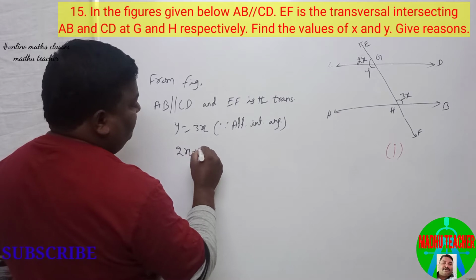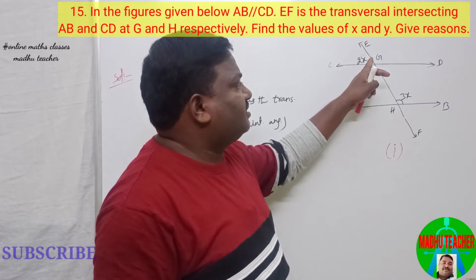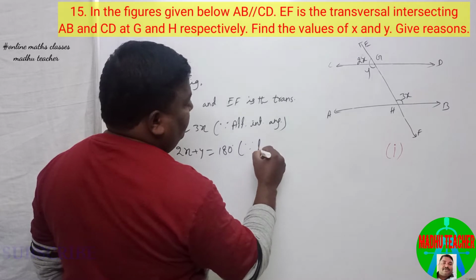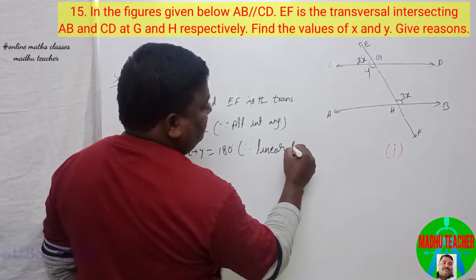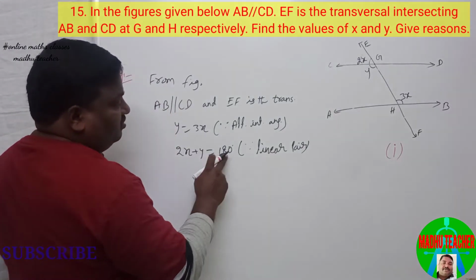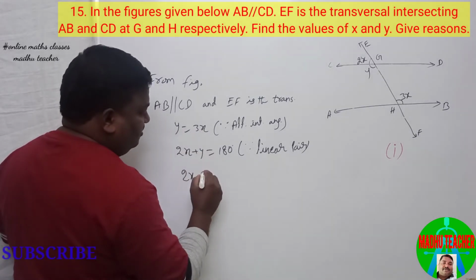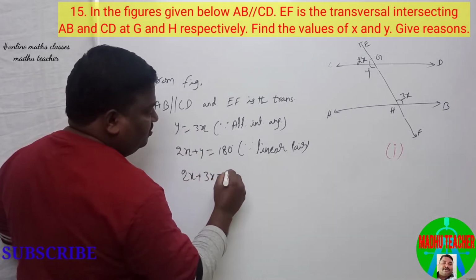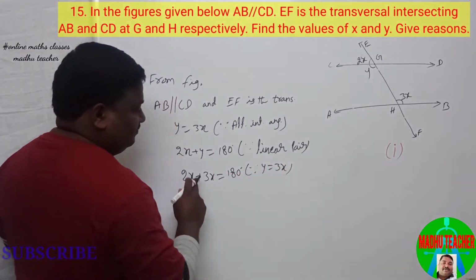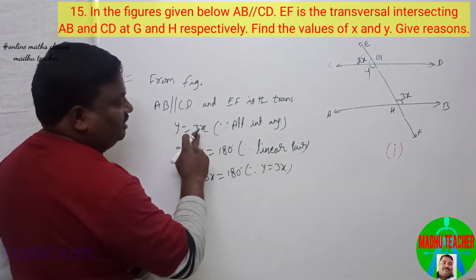So next, 2x plus y equal to 180 degrees, since these two are a linear pair. So 2x plus y equal to 180. What is the y? 3x, since y equal to 3x. So instead of y, we write 3x.